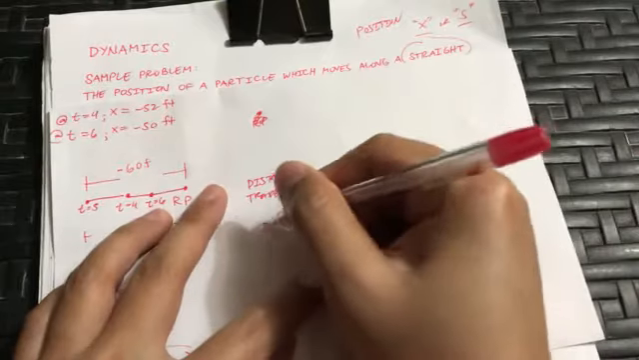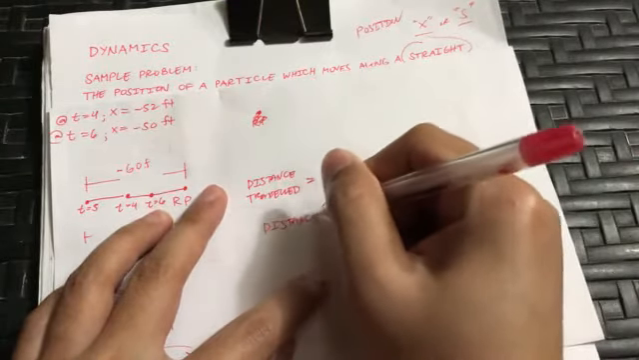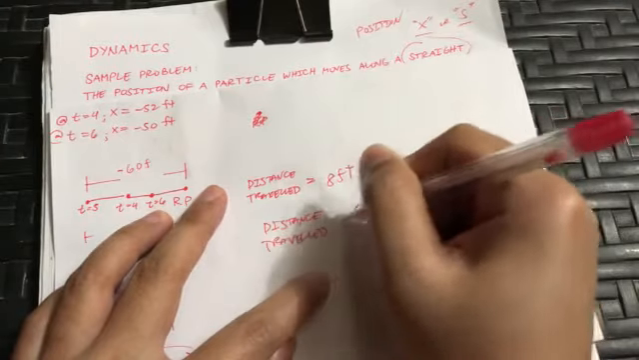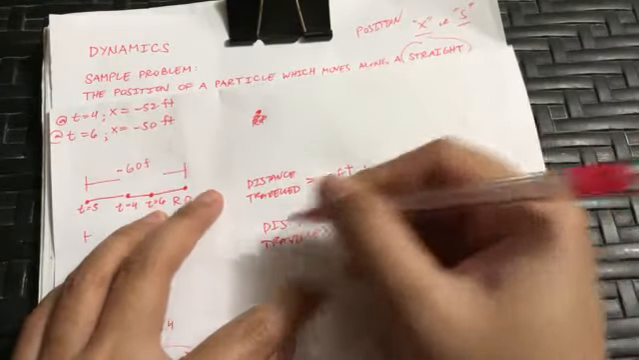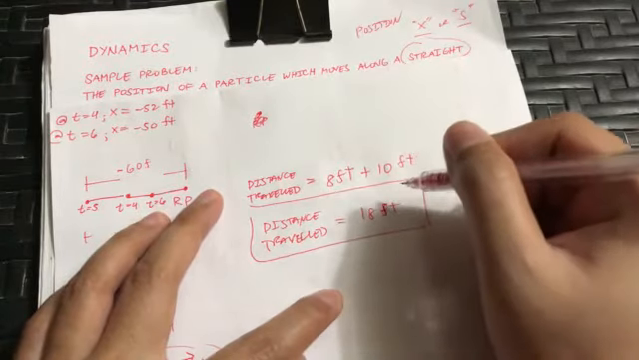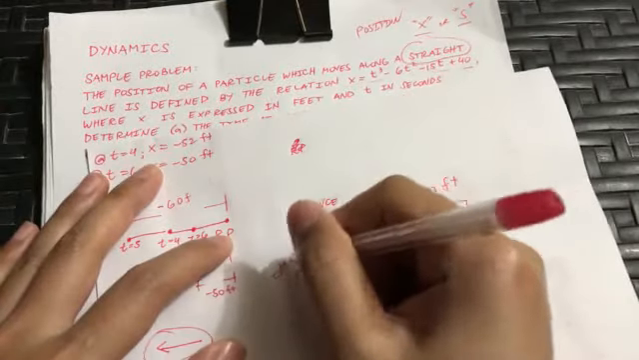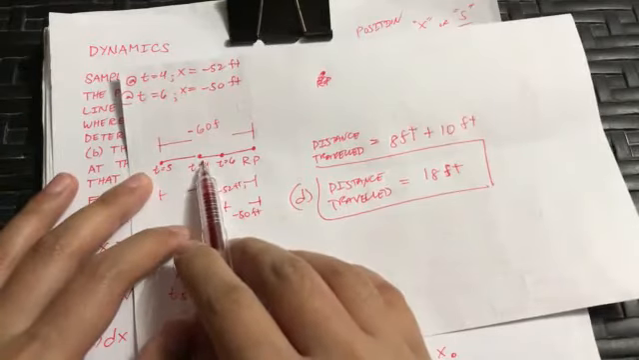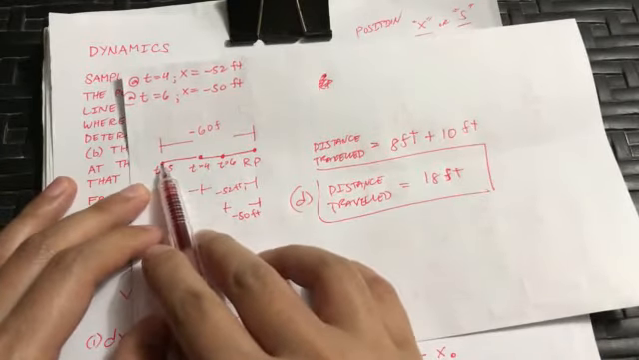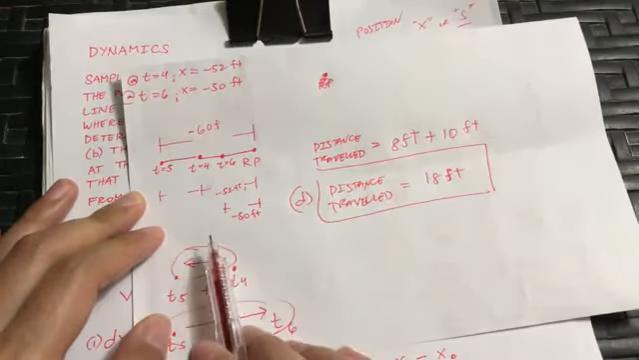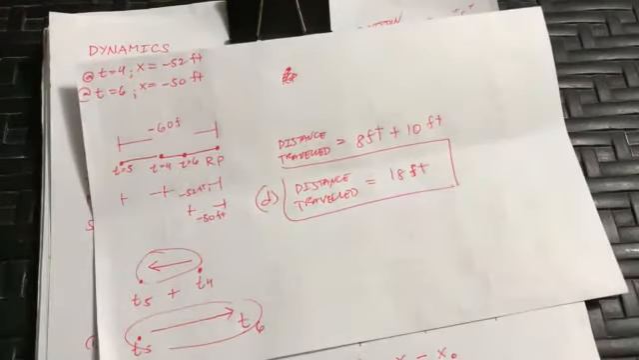So the distance traveled is equivalent to 18 feet. Excuse me, 18 feet, that is letter D. So I repeat, from time 4 to time 5, it traveled 8 feet, and then from time 5 to time 6, it traveled another 10 feet. So that is a total of 18 feet.